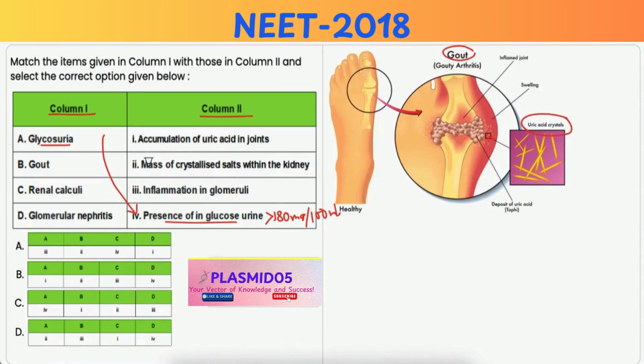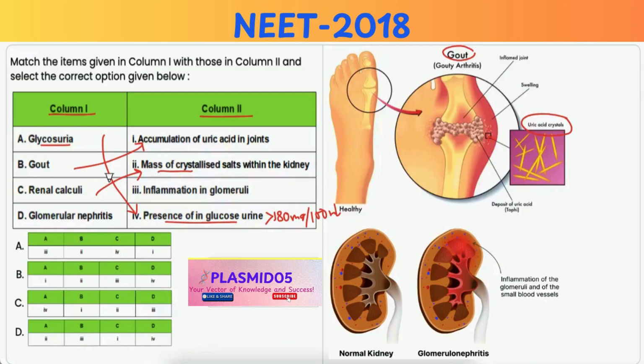Renal calculi are precipitates of calcium phosphate produced in the pelvis of the kidney. Thus, C matches with 2. And glomerular nephritis is the inflammatory condition of the glomerulus which is characterized by proteinuria and hematuria. Thus, D matches with 3. Hence, the correct answer is option C.